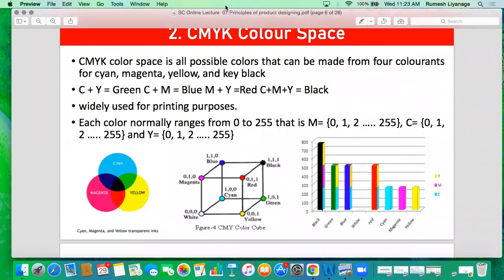When it comes to CMYK, there are 4 colors. C means cyan, M means magenta, Y means yellow, K means, is it K? Sorry.